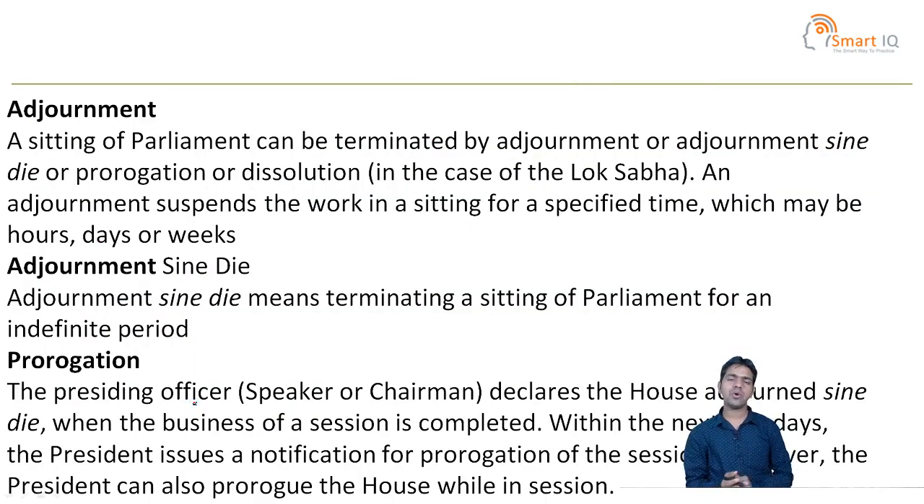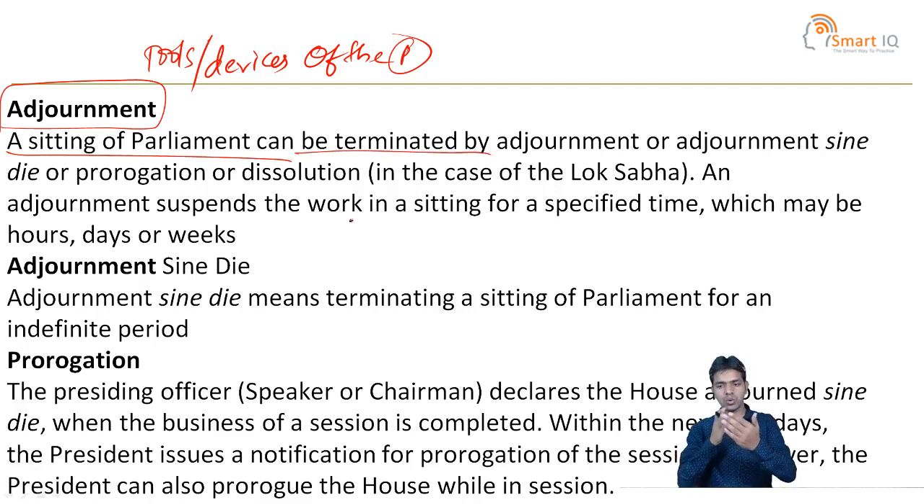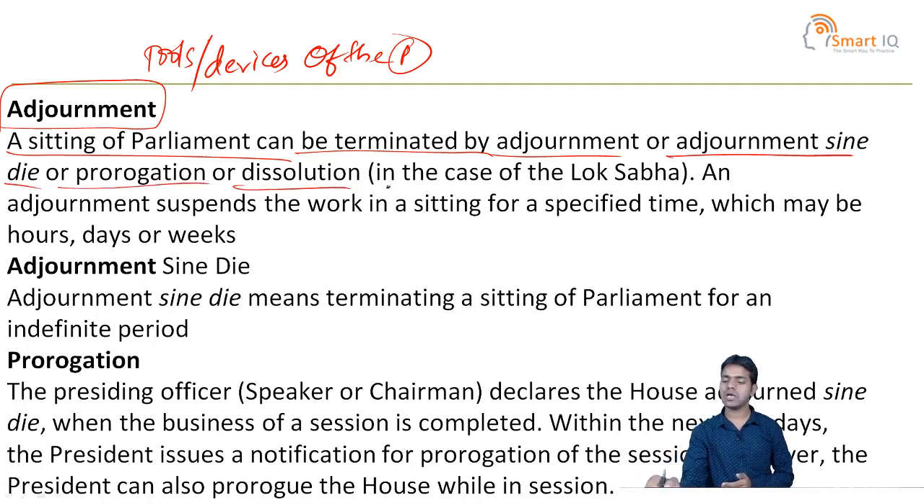So next, the important tools of the parliamentary system. Tools are devices of the parliament. So first is adjournment. What is meant by adjournment? A sitting of the parliament can be terminated or ended by adjournment, adjournment sine die, prorogation or dissolution in the Lok Sabha. An adjournment suspends the work in a sitting for a specified time, which may be hours or days or weeks.